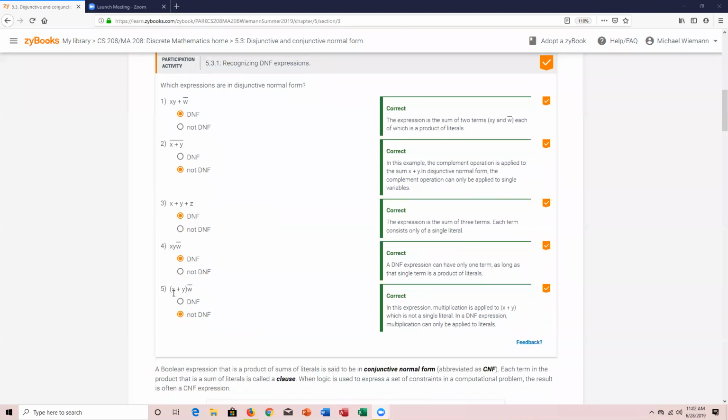Number five, the parentheses there, notice on the inside you have an OR statement. That cannot occur as written because that is inside the parentheses joined together by an OR statement, which is not a single literal in that case. So that is not DNF in that instance.